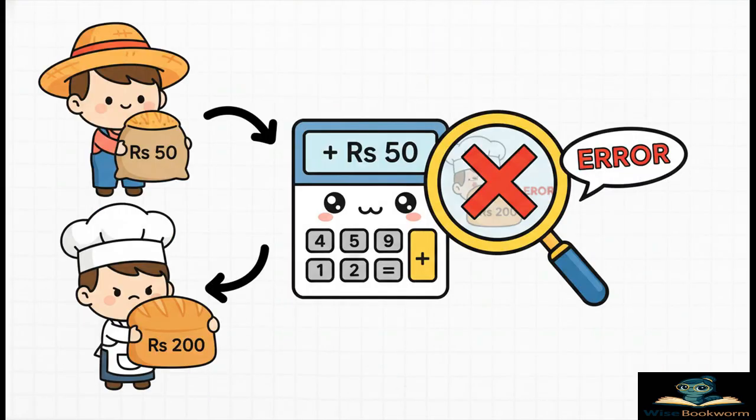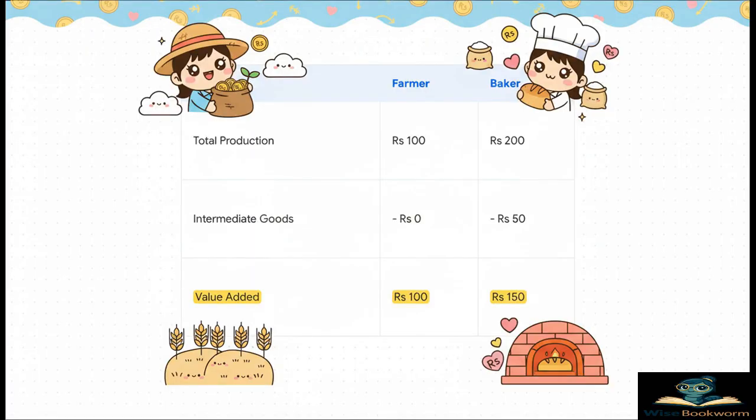If we say 300, we've fallen right into the trap of double counting. Think about it. That 50 rupees of wheat got counted when the farmer sold it. And then it got counted again when it was included in the price of the baker's bread. We've counted the same wheat twice. The elegant solution is to look at the value added at each step. So the farmer started with nothing and created 100 rupees of value. Cool. The baker took 50 rupees worth of wheat and turned it into 200 rupees worth of bread. So they added 150 rupees of new value. Now add up the value added. 100 from the farmer plus 150 from the baker gives you 250 rupees. That is the true value created in our economy.